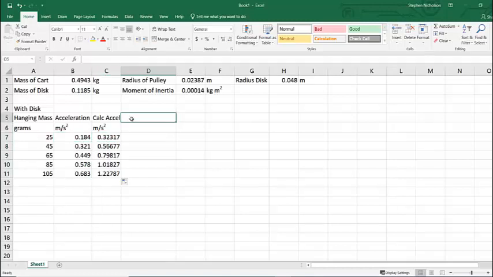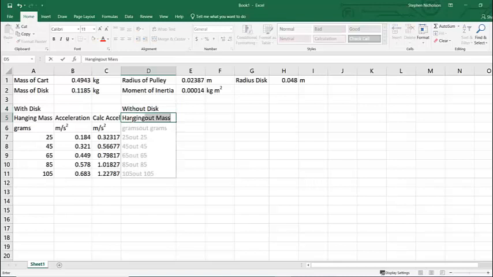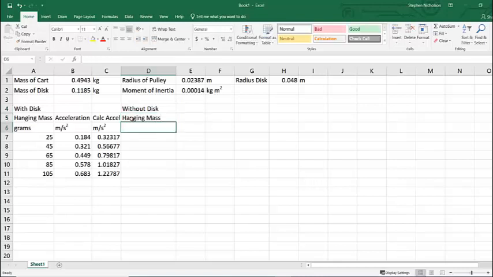And then we'll do the accelerations for the second part. So this is without disk. So we got the hanging mass in grams. We've already got that, so we don't need to do it again. Well, let's go ahead and do it.